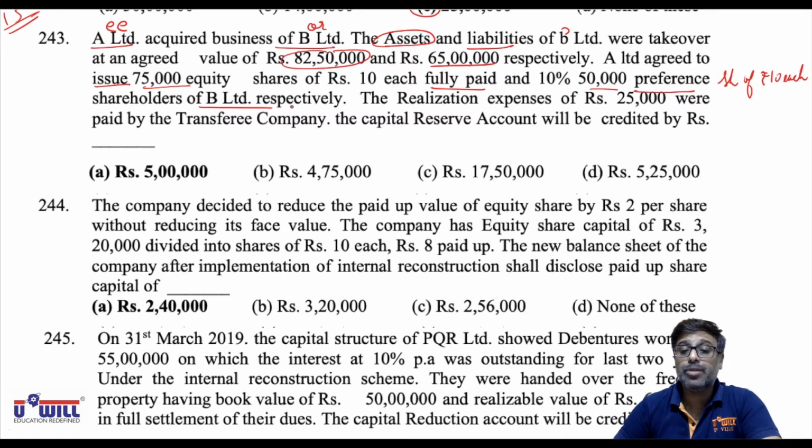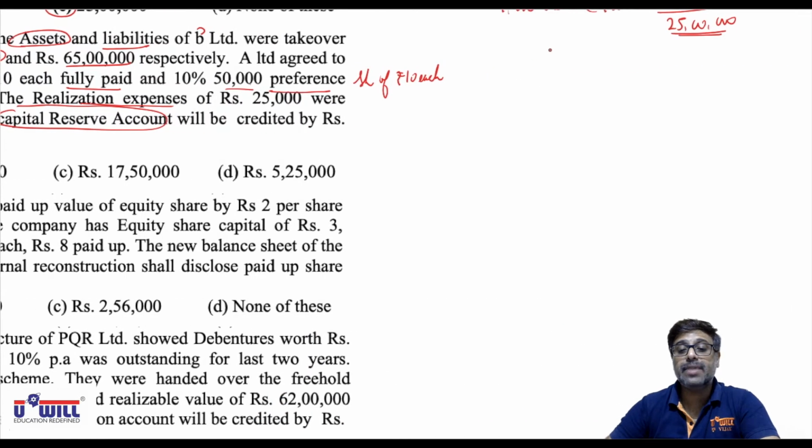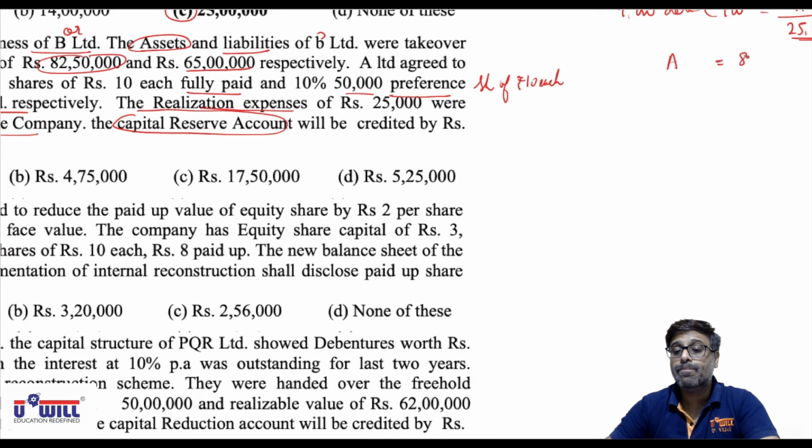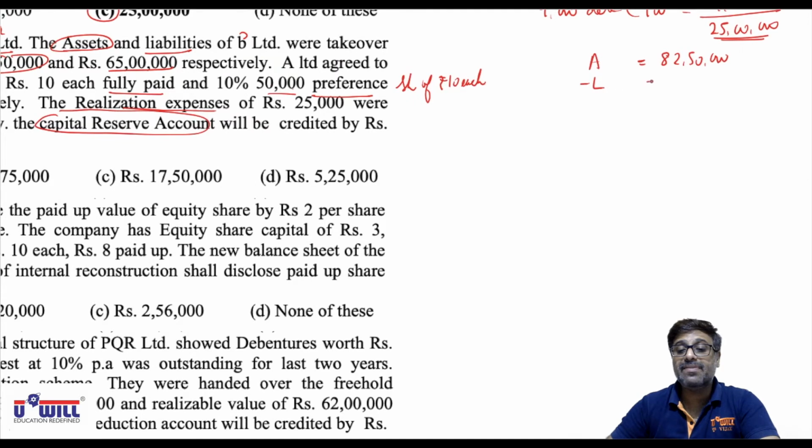They are the shareholders of B Limited. The realization expenses of 25,000 were paid by the transferee company. That makes no relevance in finding the purchase consideration. Now you are asked to find the amount of capital reserve. So first let us find the net assets. Assets are 82 lakh 50,000. Against that the liabilities are 65 lakhs. Means what are the net assets we are acquiring? The net assets acquired are 17 lakh 50,000.